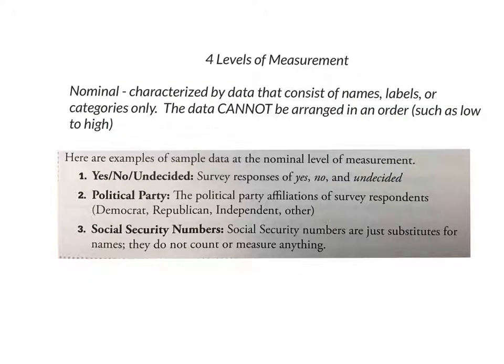4 levels of measurement. This is the last thing we're doing. The first type is nominal. Nominal is like categorical. It consists of names and labels and categories. You can't arrange it in order, such as low to high. And here are some examples: yes, no, undecided if it's a survey; what political party in a survey; social security numbers. You can't really order those.